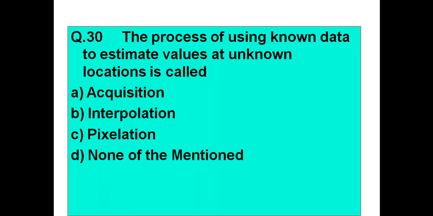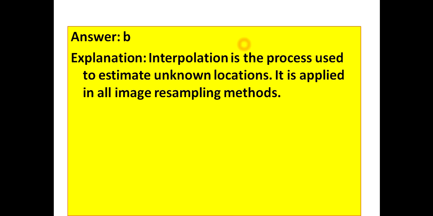The next question, and today's last question: the process of using known data to estimate values at unknown locations is called option A, acquisition, option B, interpolation, option C, pixelation, option D, none of the mentioned. What is this process known as? Your time starts now. The correct answer is B, that is interpolation. Interpolation is the process used to estimate values at unknown locations, and it is applied in all image resampling methods.